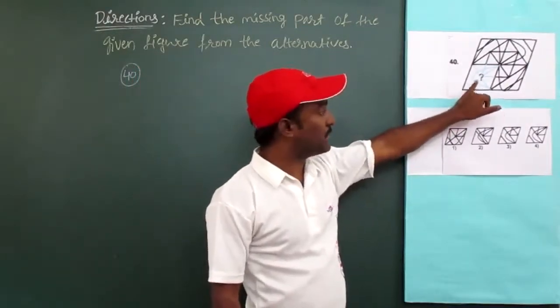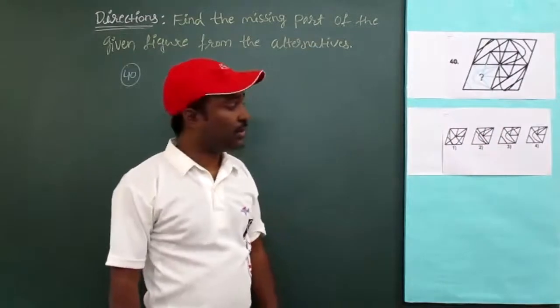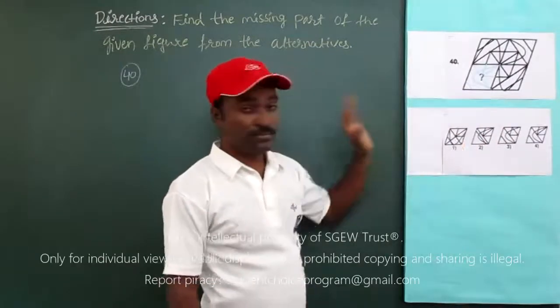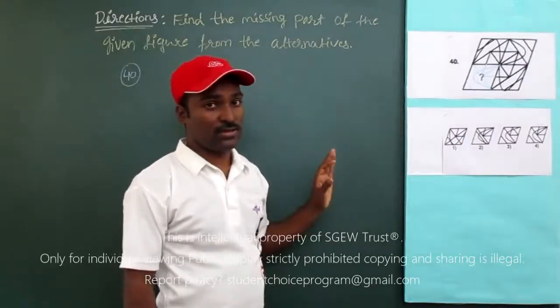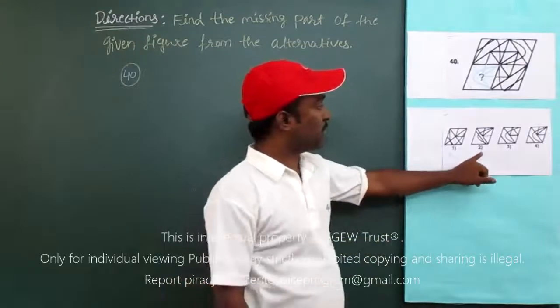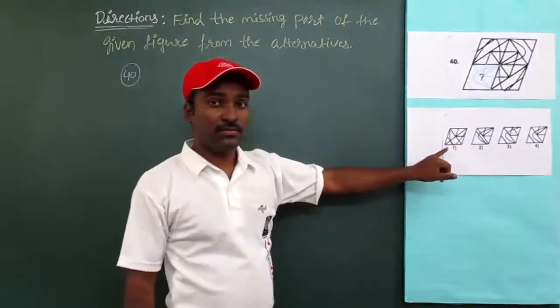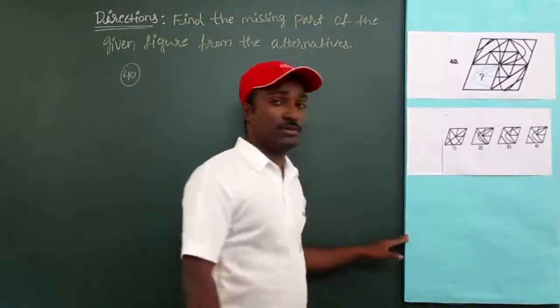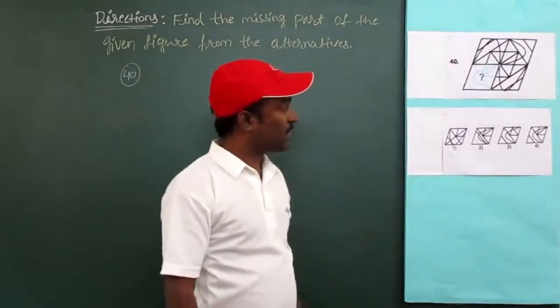Just compare this with the given options. You are going to get the right option. If you see the first option, whether it is matching, there is no match. So this is the wrong option. Now moving to the second option, is there any match? No, there is no match. This is also a wrong option. Now moving to the third option, is there any match?